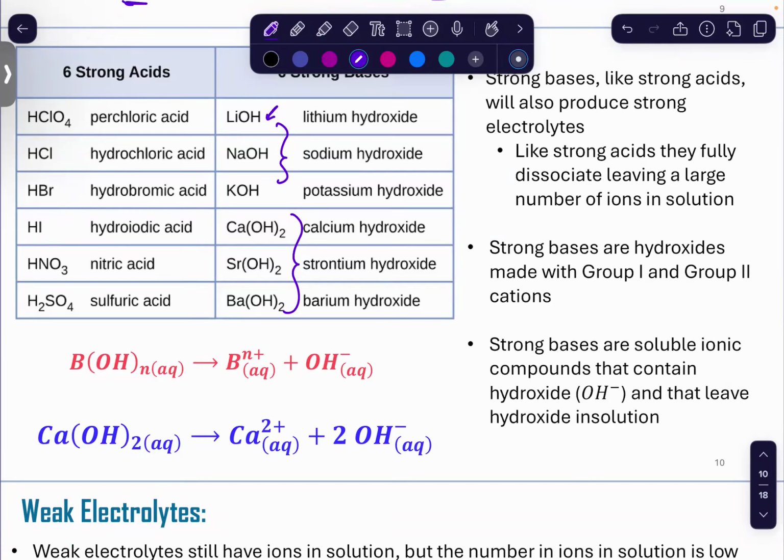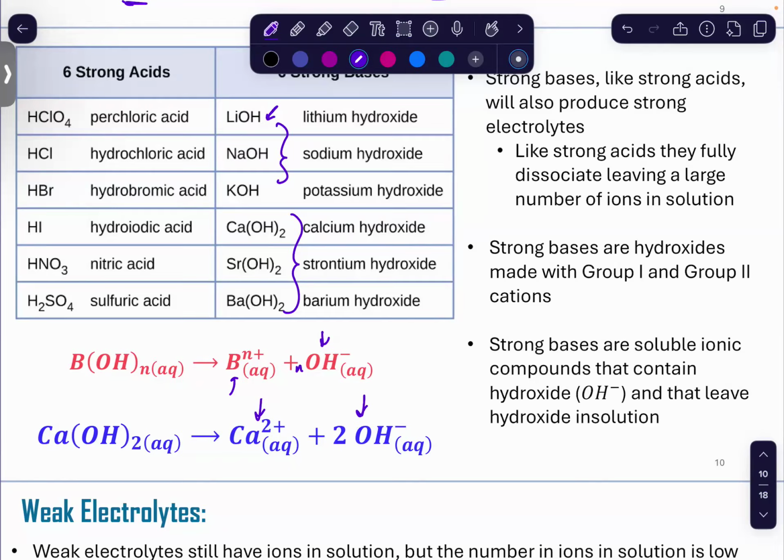Oh, let's see, that's not exactly right. So here, this should have an N in front of it. But you'll have your positive cation left over, and you'll have however many hydroxides in solution. So here, you notice that your calcium hydroxide fully dissociated into your calcium ion and your two hydroxides. So again, you get a full dissociation.